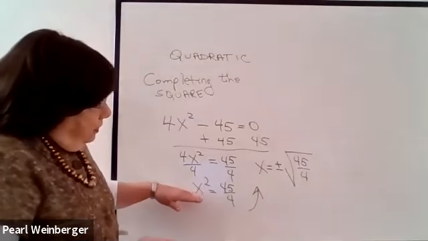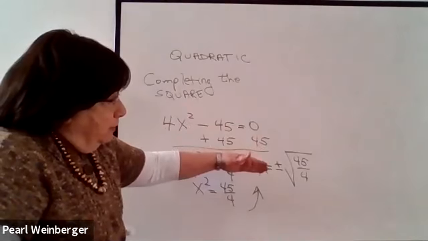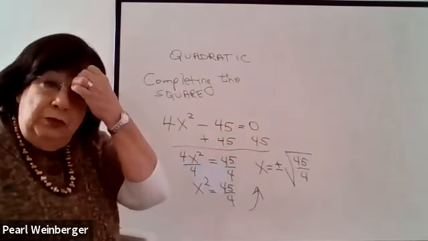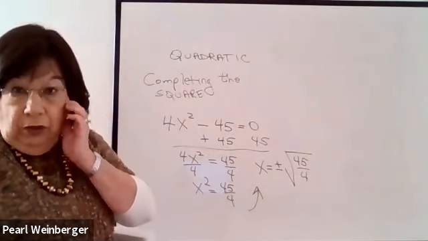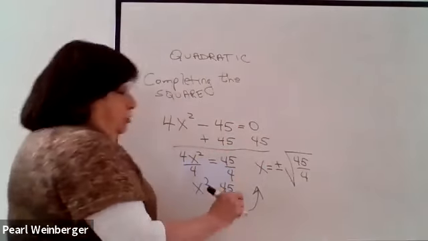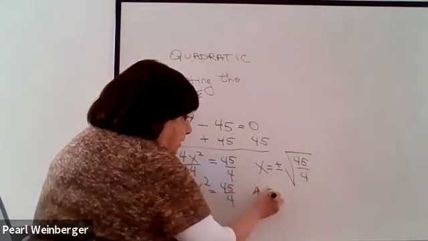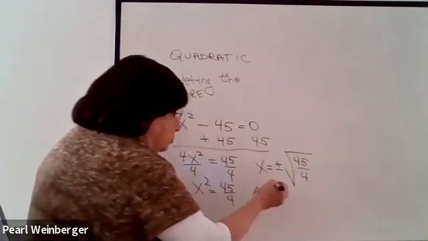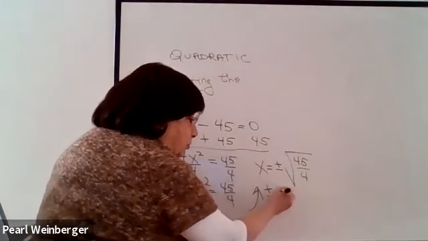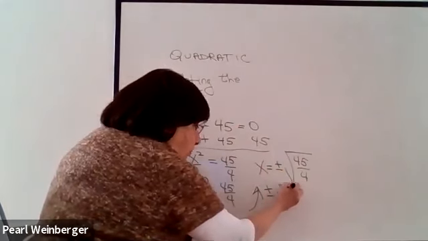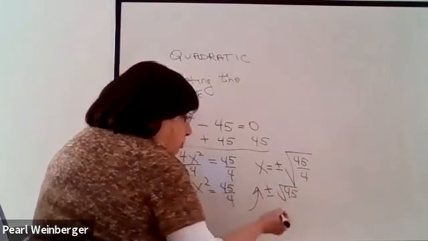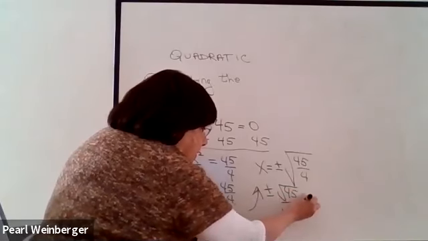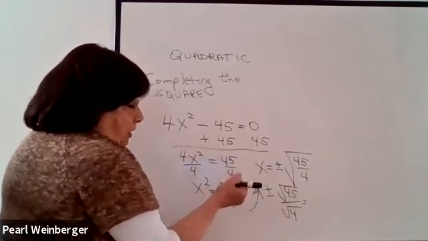So once you've gotten the x squared, you're one step further from getting to the x. The only thing is that usually you're asked to put your answers in simplest form. So let's see how we could do that. Don't forget that plus or minus means there are two answers, the positive answer and the negative answer. Remember, when you have a fraction, you take the numerator over the square root of 45 over the square root of 4. And we're going to simplify.